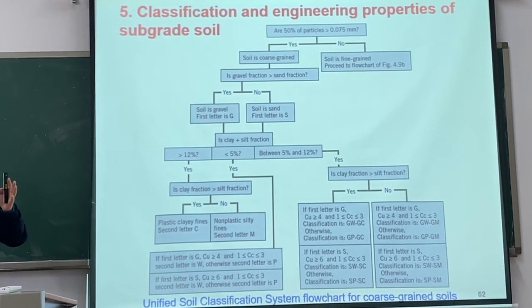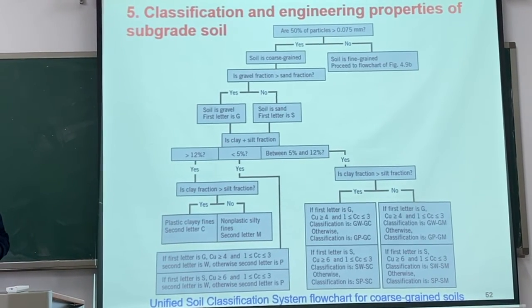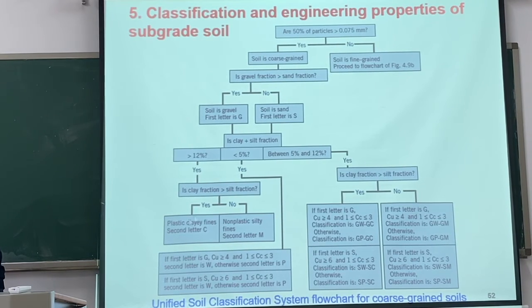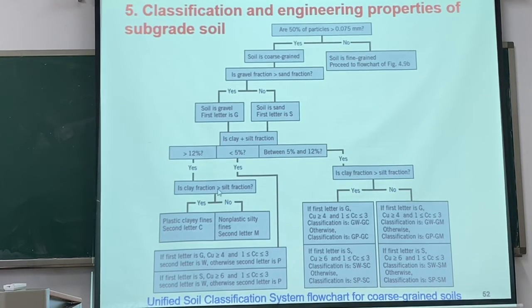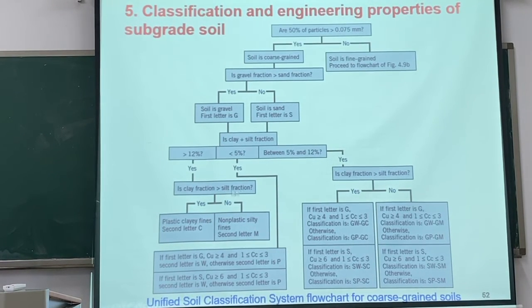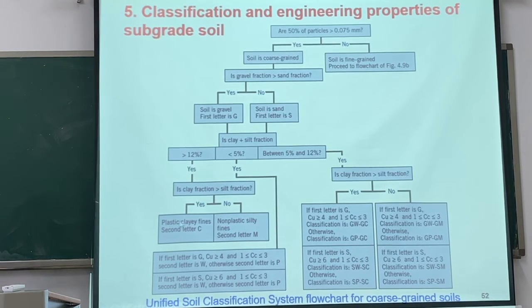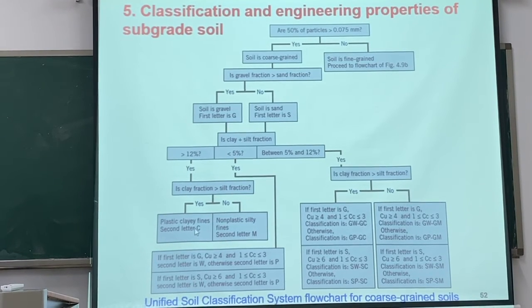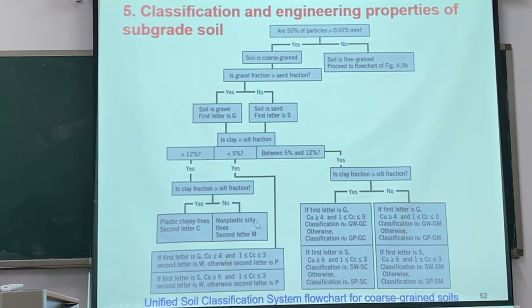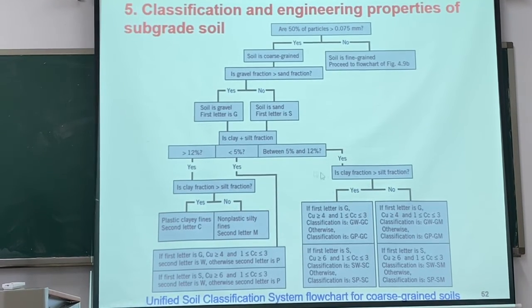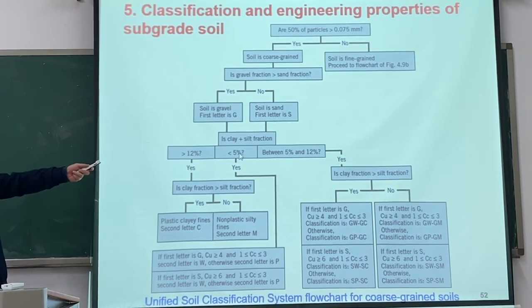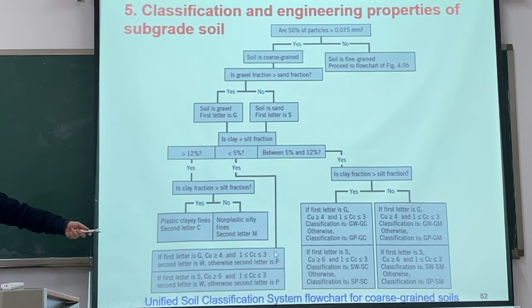So we should decide based on the fines content. If it is larger than 12%, is the clay fraction larger than the silt fraction? Yes, we have plastic clayey fines, second letter C, and non-plastic fines, second letter M. And if it is less than 5%, we continue to this.